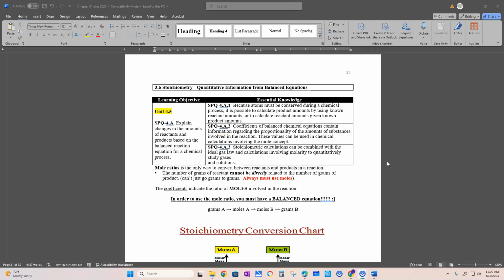Stoichiometry. Oh, my favorite, one of my favorite topics. I can't say my favorite, but it's definitely in the top 3. Stoichiometry. First, let's look at the learning objectives that AP expects us to master.